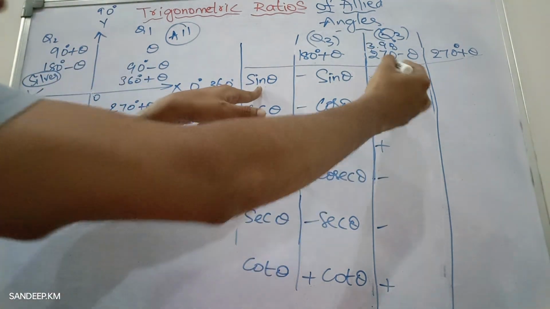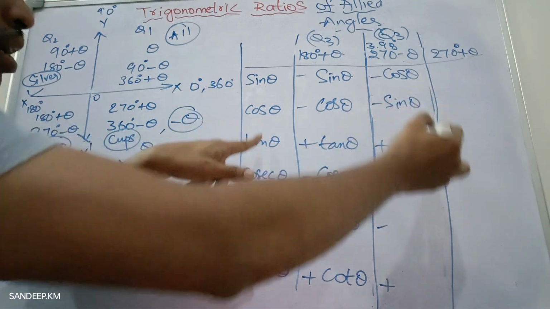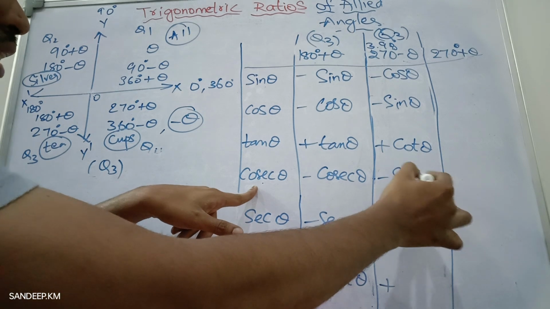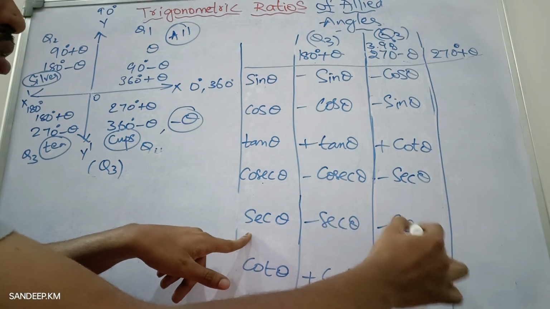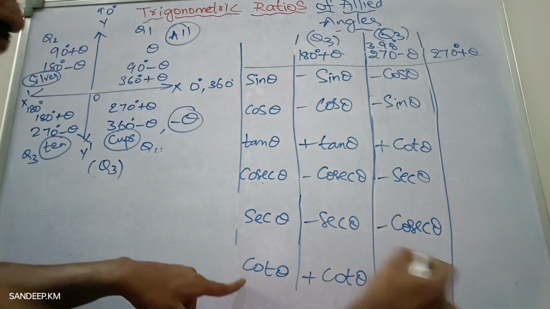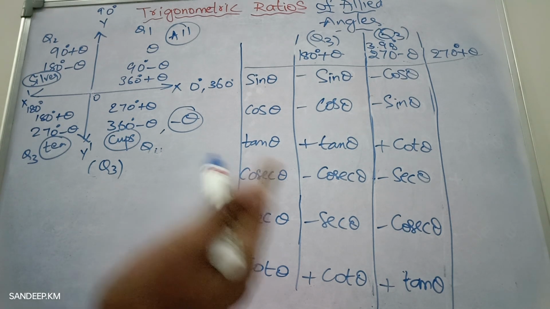That means sin theta becomes cos theta. Cos theta becomes sin theta. Tan theta becomes cot theta. Cosec theta becomes sec theta. Sec theta becomes cosec theta. And cot theta becomes tan theta. There is a change because 270 degrees is an odd multiple of 90 degrees.